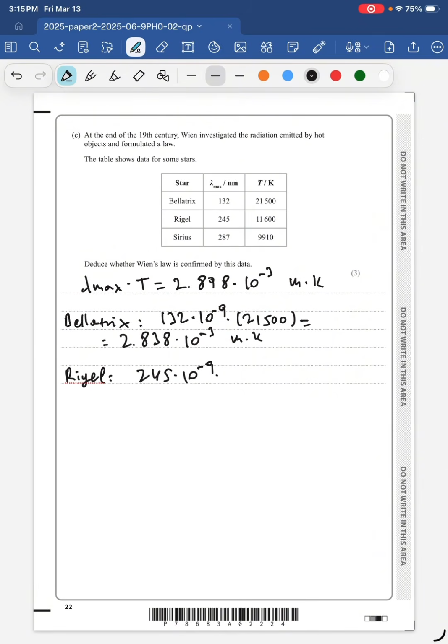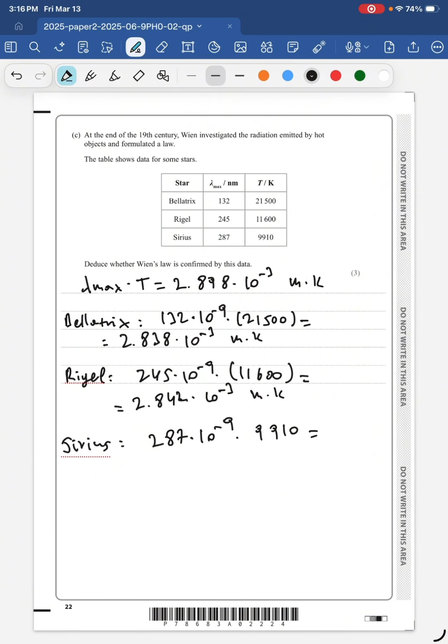2.45 times 10 to the negative 9 times 11,600 Kelvin yields 2.842 times 10 to the negative 3 meters Kelvin. And then for Sirius, we have 287 times 10 to the negative 9 times 9,910 yields 2.844 times 10 to the negative 3 meters Kelvin. So Wien's law holds for these guys, okay?